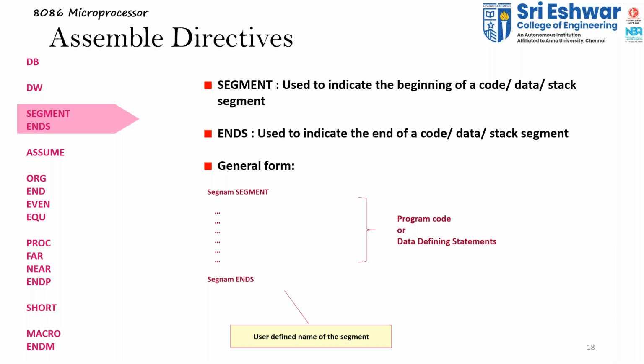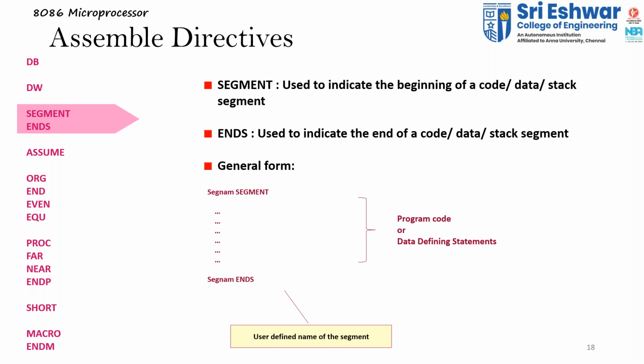END is nothing but I'm ending the segment. This is used to indicate the end of the code. The general form is segment name SEGMENT, and in between you have the programming code, and at the end you will have the segment name ENDS. ENDS denotes the end of the segment.